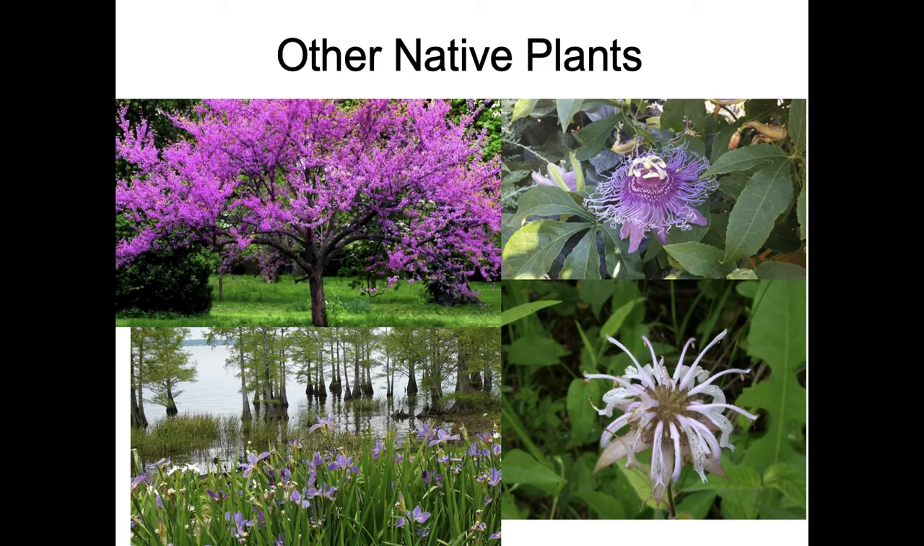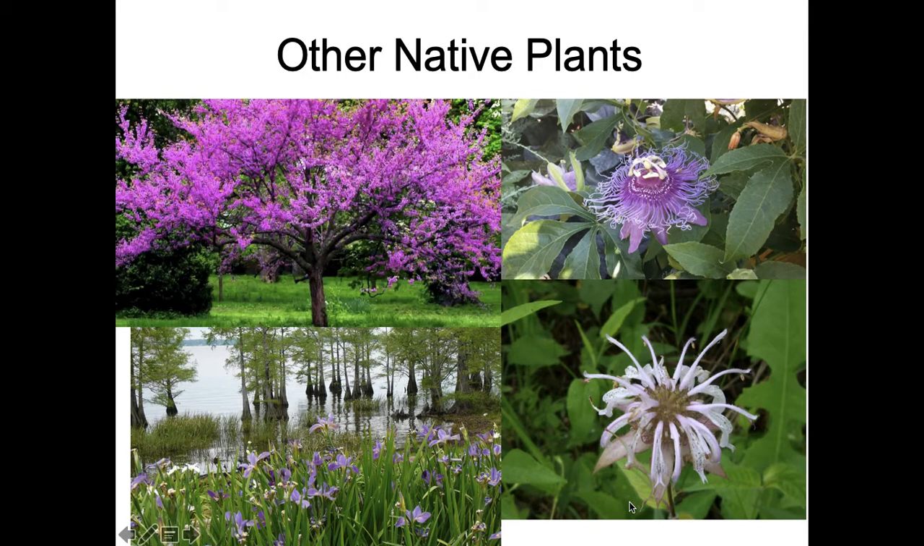These are some other examples. This is a red bud tree that has these beautiful pink or purple colors. Louisiana is known for Louisiana irises, which are a special kind of native wildflower. This is a passion fruit flower that makes a delicious fruit that box turtles and different birds and mammals love to eat. And this is a native kind of mint that makes this beautiful flower as well.